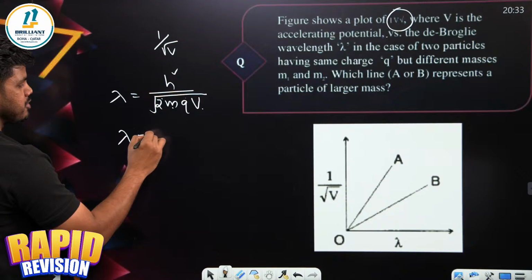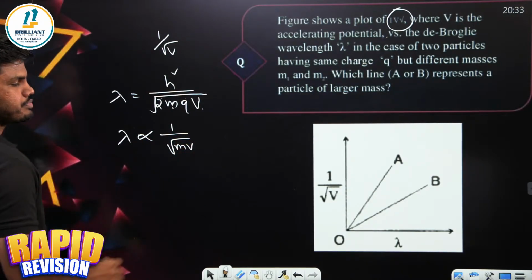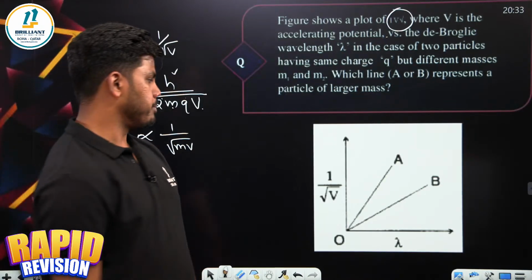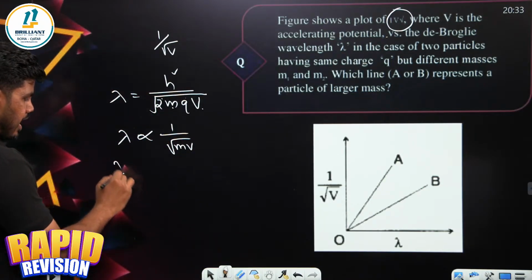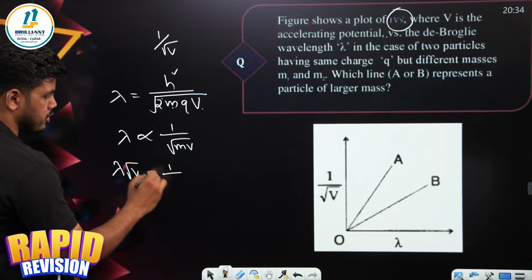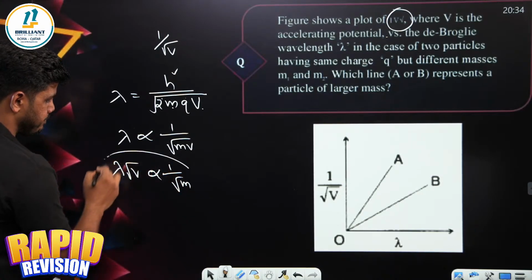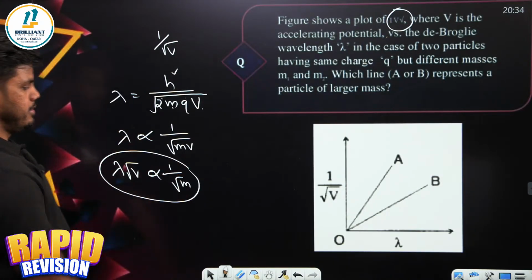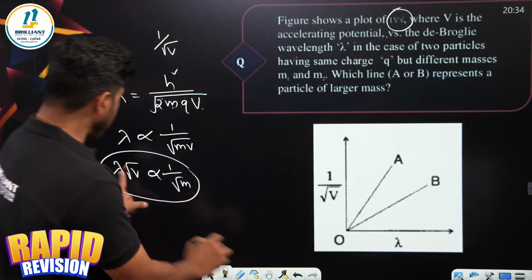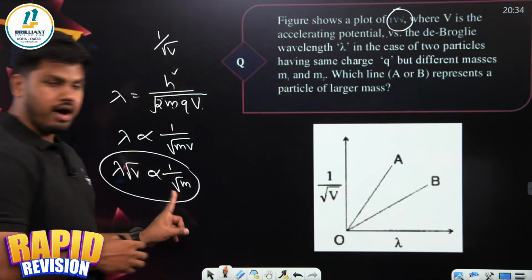We can say lambda is proportional to 1 by root of m into V. What will be lambda into root of V here? It is directly proportional to 1 by root of m. Remember this term. Now we connected wavelength and accelerating potential with mass somehow.